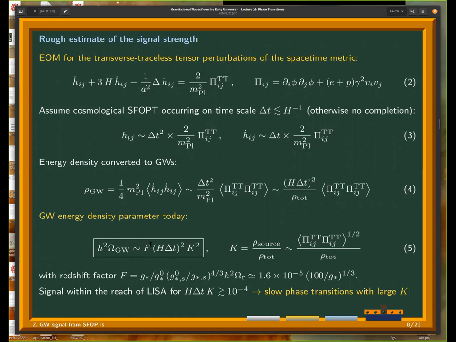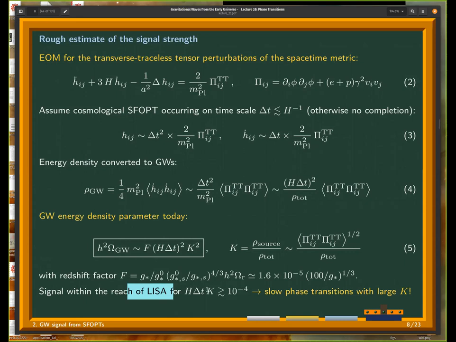Let me first say that this signal here becomes sufficiently strong if the product of h times delta t times k is larger than 10 to the minus 4. So if this is 10 to the minus 4, squared, I get 10 to the minus 8 times 10 to the minus 5 here. This is 10 to the minus 13. That is still within the reach of LISA if LISA searches for stochastic gravitational waves for an extended period of time, a couple of years.